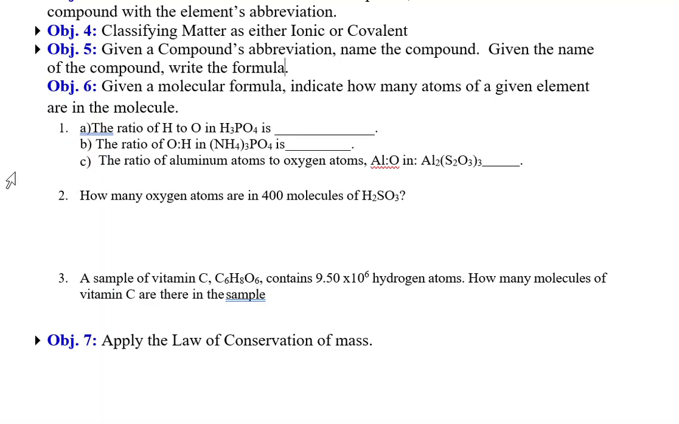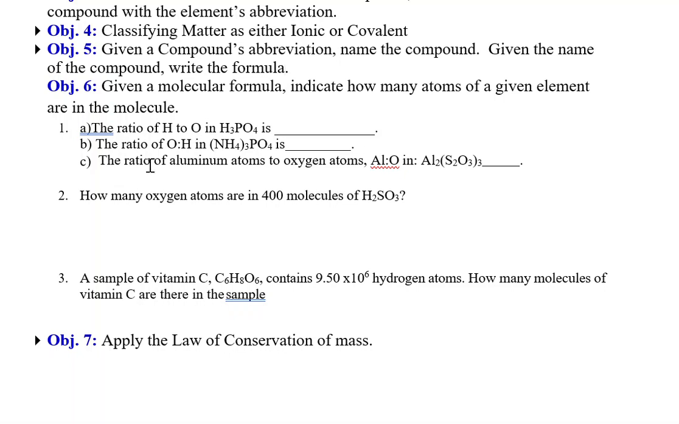If I give you a molecular formula like H3PO4, I want you to be able to tell me how many atoms of a given element are in the molecule. Even though there are 3 different elements in that, hydrogen, phosphorus, and oxygen, I'm only going to ask: what's the ratio of hydrogen to oxygen in that? My ratio is going to be 3 hydrogens for every 4 oxygens. So it's 3 to 4. You'll figure out why this is important a little bit later.